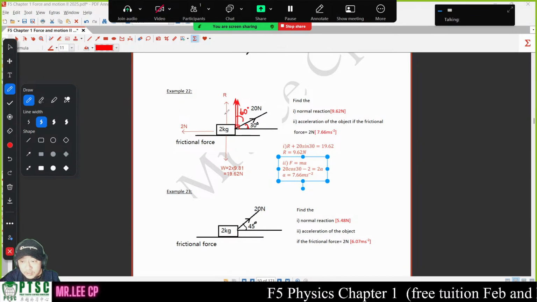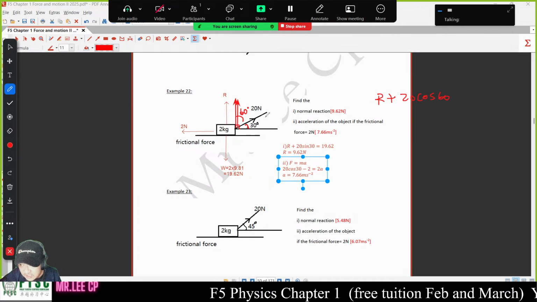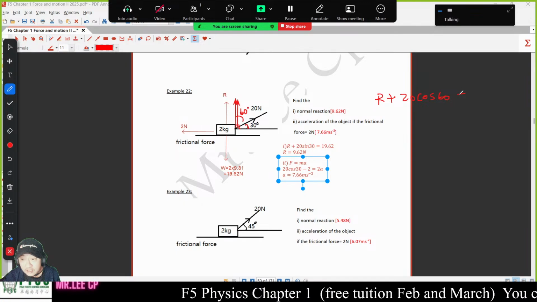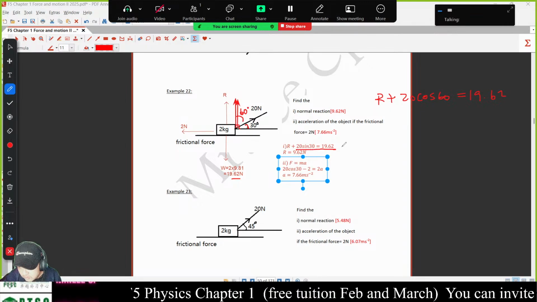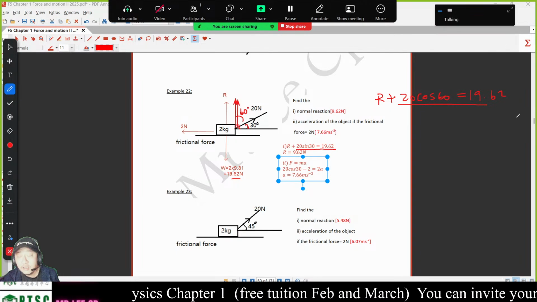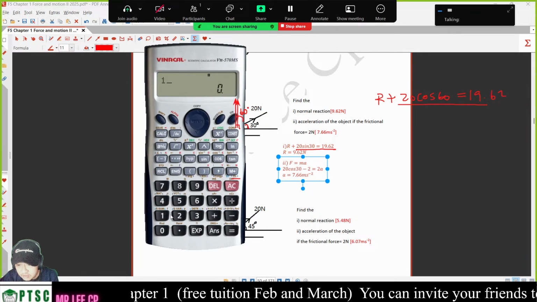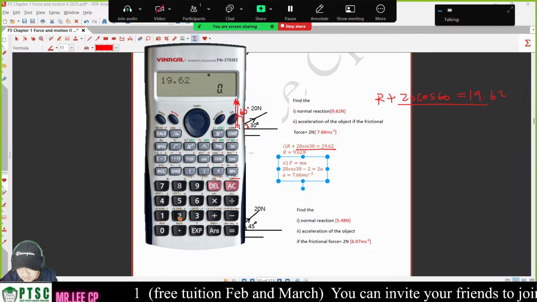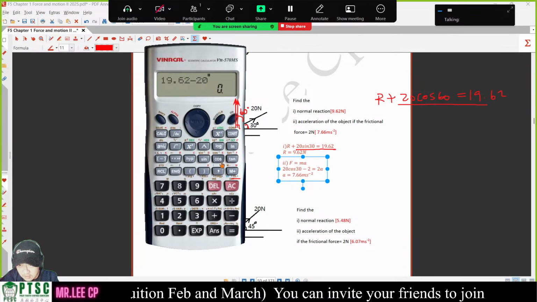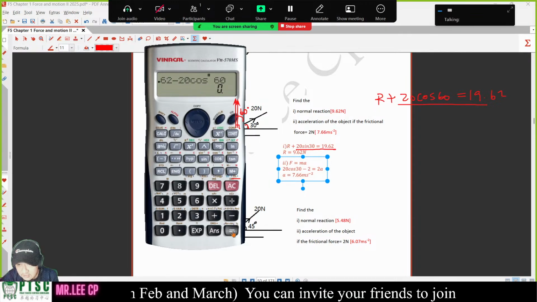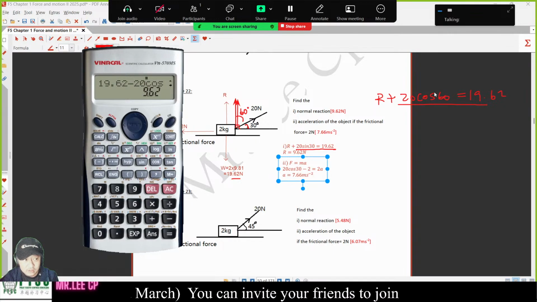So R plus 20 cos 60, touching 60, is equal to W, 19.62. Teacher, this one is different. No, the one that you do is different. Never mind, we try to press in the calculator, see whether it is the same or not. So we have 19.62 minus 20 cos 60 equal to 9.62. Yeah, same thing. You no need to worry, it is the same.